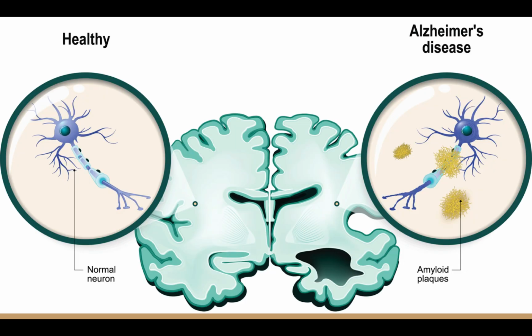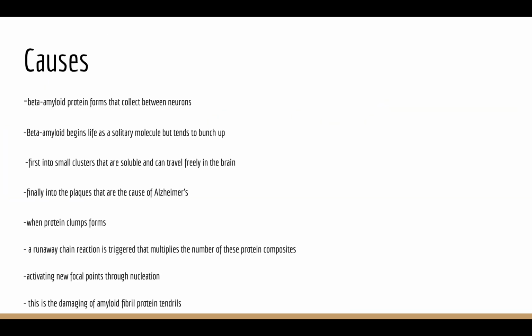Here's a picture of a healthy brain and an Alzheimer's brain. Here are the neurons I was talking about, and as you can see on the right, the amyloid plaques are surrounding the neuron in the Alzheimer's disease brain, and the healthy brain has a normal neuron with no plaques around it. So the protein forms around the neurons, as I was saying earlier in the previous slide.